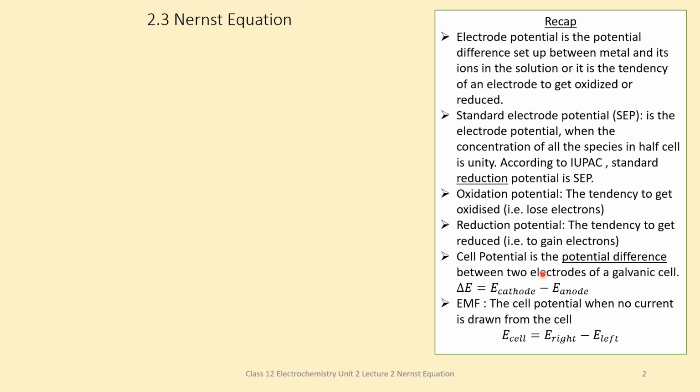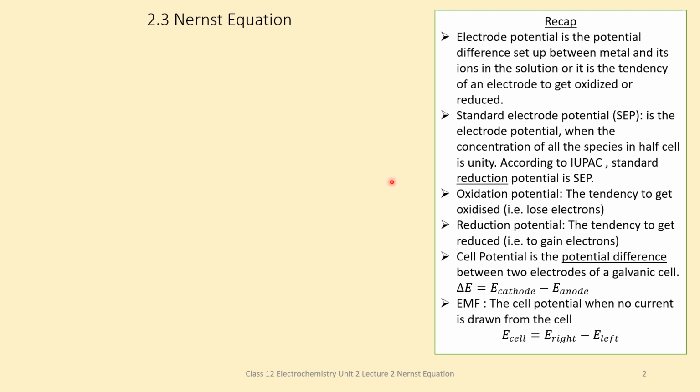Cell potential is the potential difference between two electrodes of a galvanic cell, that is, potential difference delta E is equal to E cathode minus E anode. Finally, EMF, electromotive force, is the cell potential when no current is drawn from the cell, E cell is equal to E right minus E left.